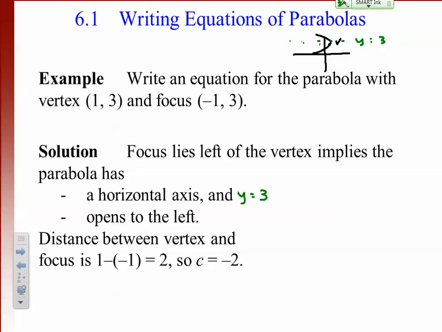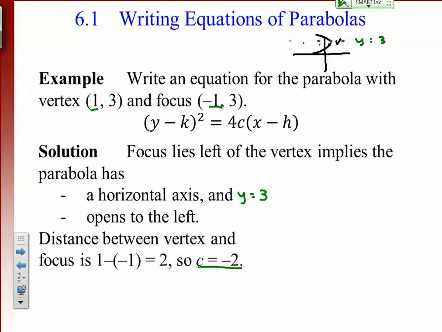And the distance between the vertex and the focus is, we went from negative 1 to positive 1, so that's 2. So that is what c is. That is the definition of that variable c. It's the distance between the vertex and the focus. When we go that way, it's negative 2 because it opens up to the left. That's how we know it's negative and not positive.